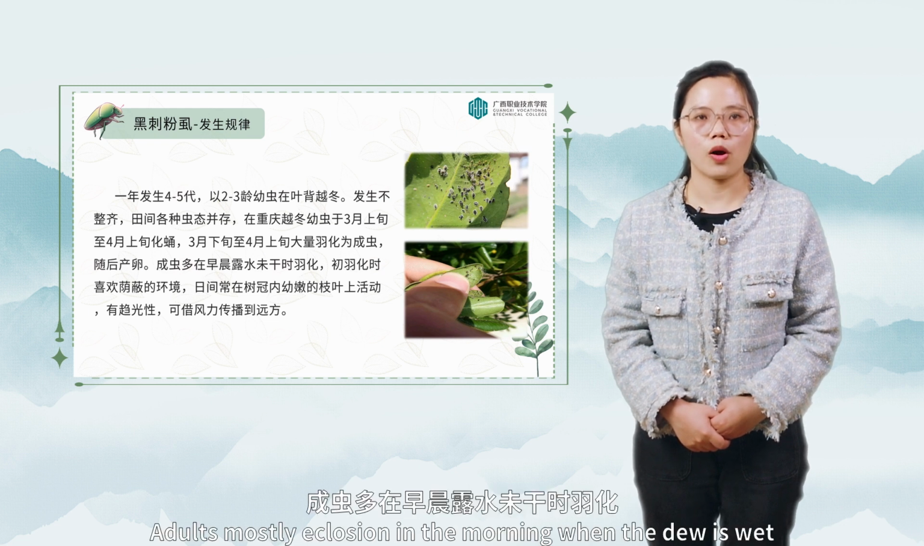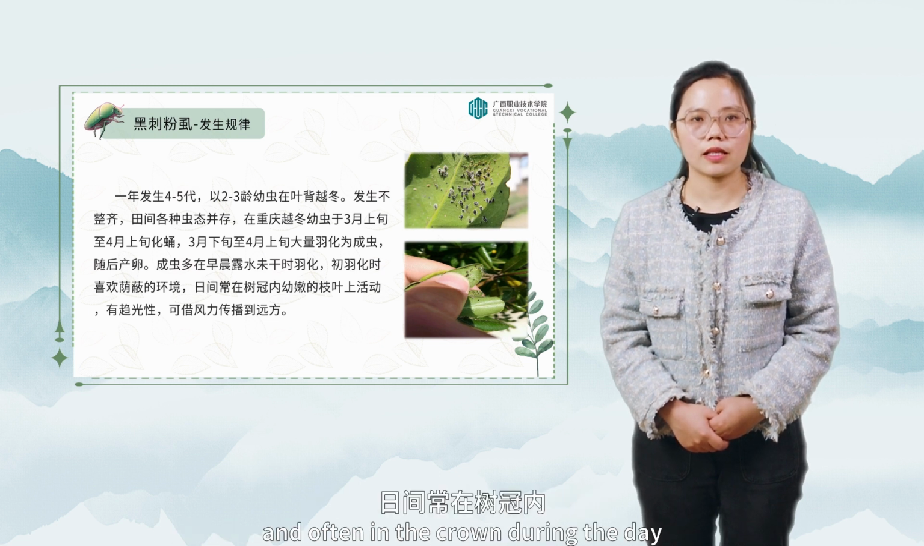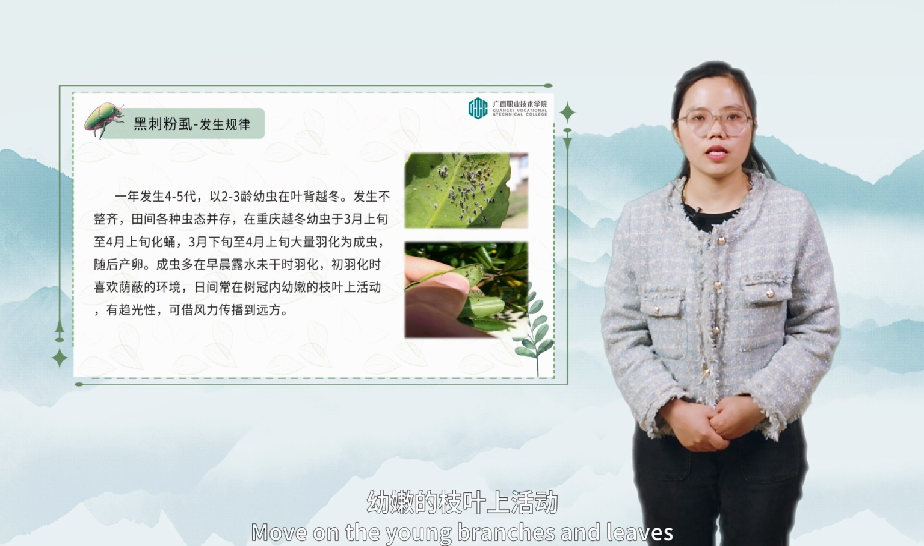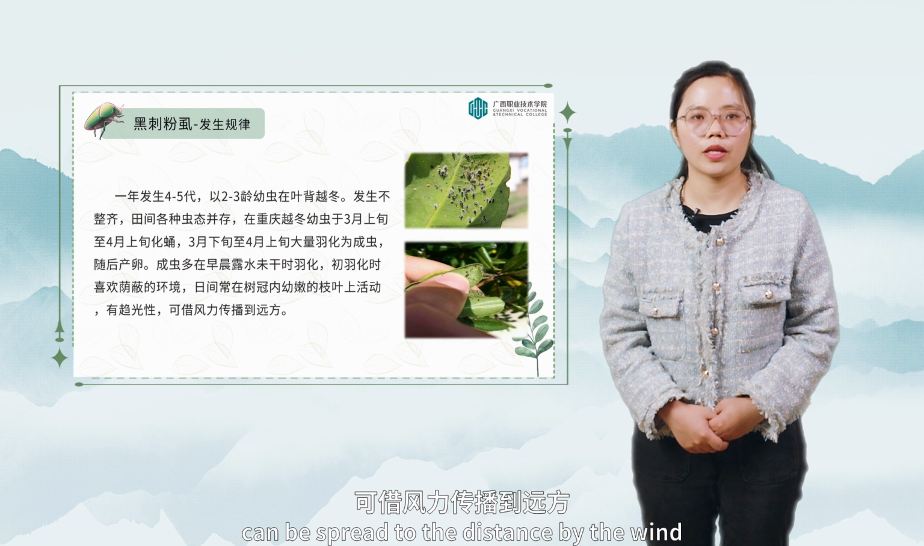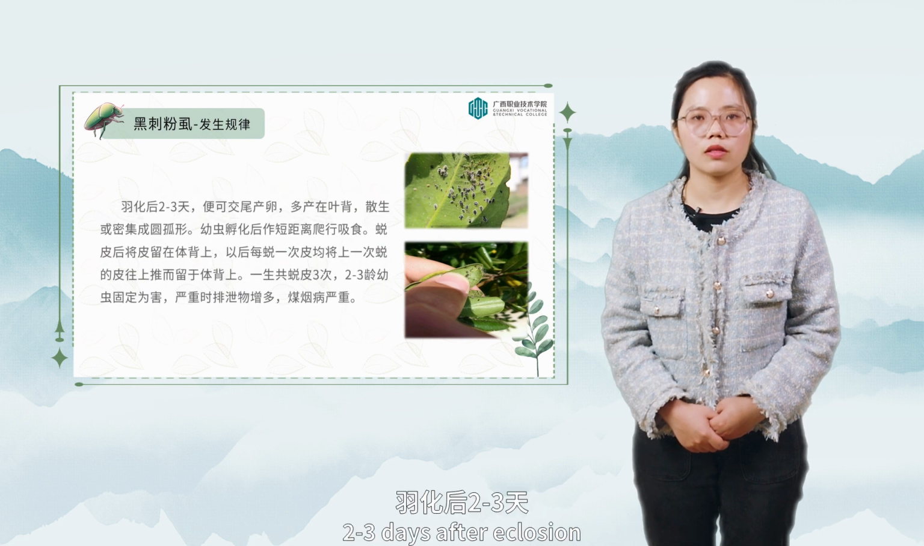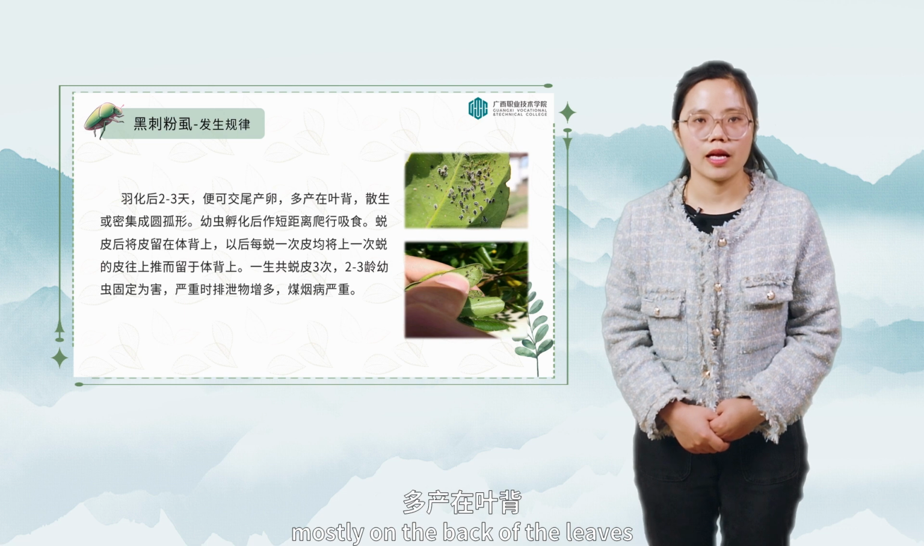Adults mostly eclose in the morning when the dew is wet. During initial eclosion, they like shady environment and often stay in the crown during the day. Move on the young branches and leaves. Phototactic, they can be spread to a distance by the wind. 2 to 3 days after eclosion, they can mate and lay eggs, mostly on the back of the leaves, scattered or dense in an arc shape.